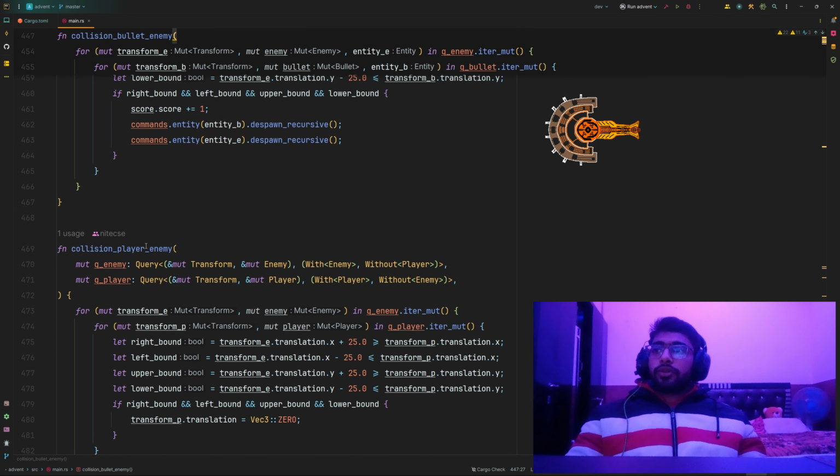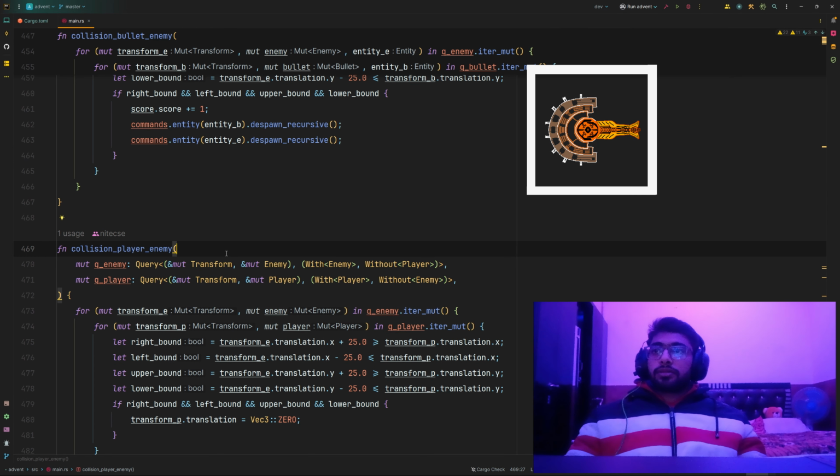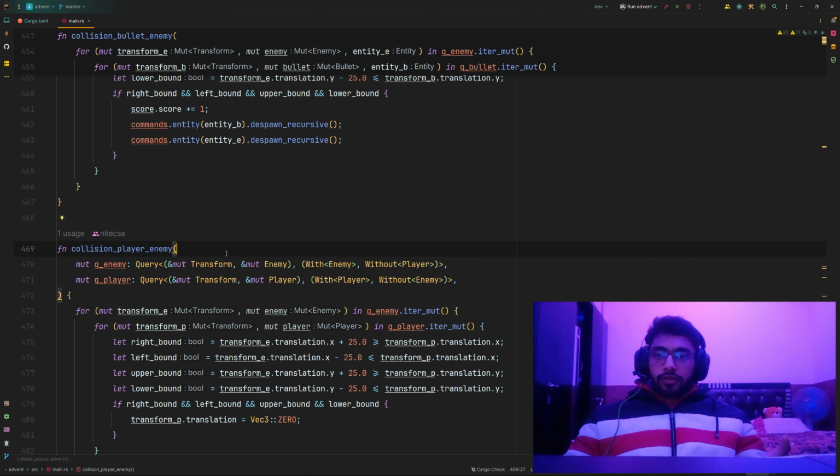And similarly, we are testing for collisions for player and enemy. So ideally, whenever the rock hits a turret, this is a game over situation. So how we detect that is we are creating bounds: upper bound, lower bound, left bound, right bound. And if a rock is inside these bounds for the turret, we see that there is a collision, and this is a game over.